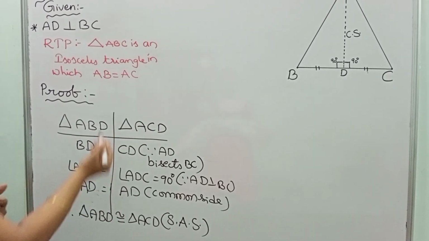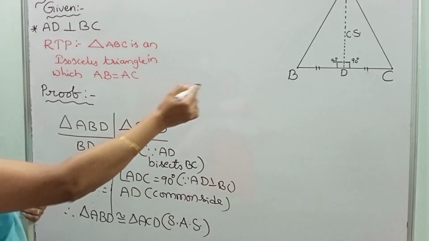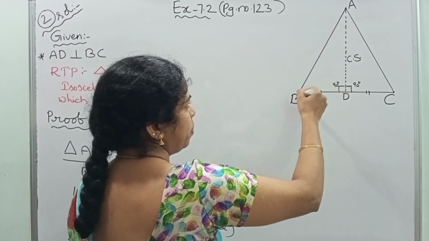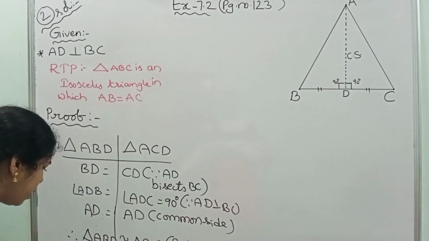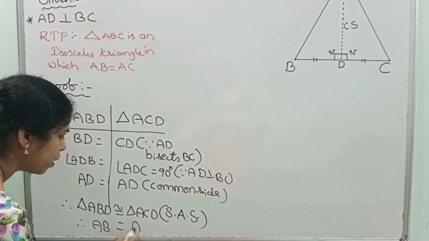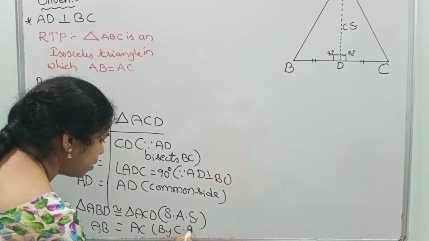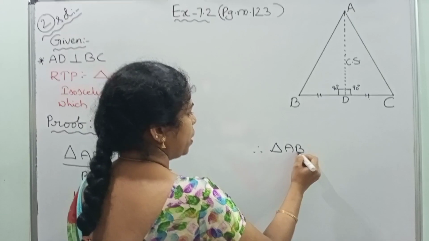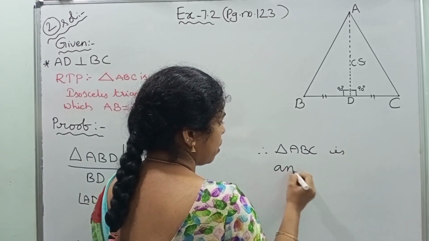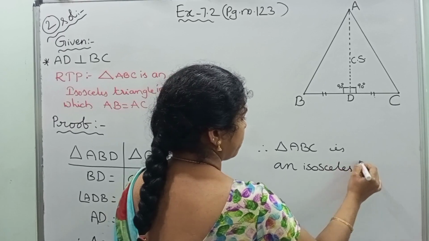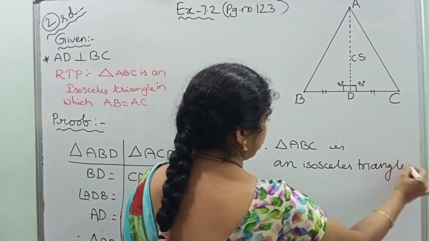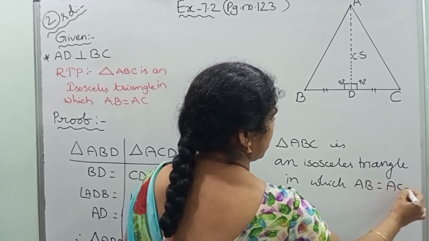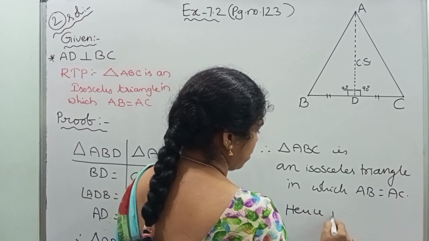So, by CPCT we can say that AB is equal to AC because AB and AC are corresponding parts of both the triangles, triangle ADB and triangle ADC. Therefore, AB is equal to AC by CPCT. Therefore, triangle ABC is an isosceles triangle in which AB is equal to AC. Hence, proved.